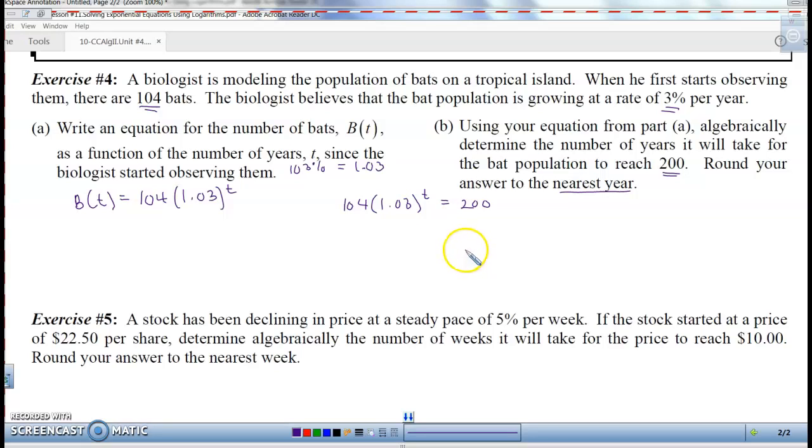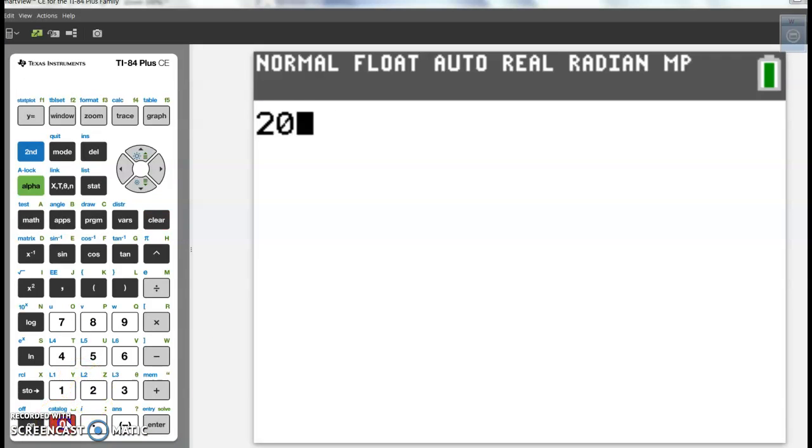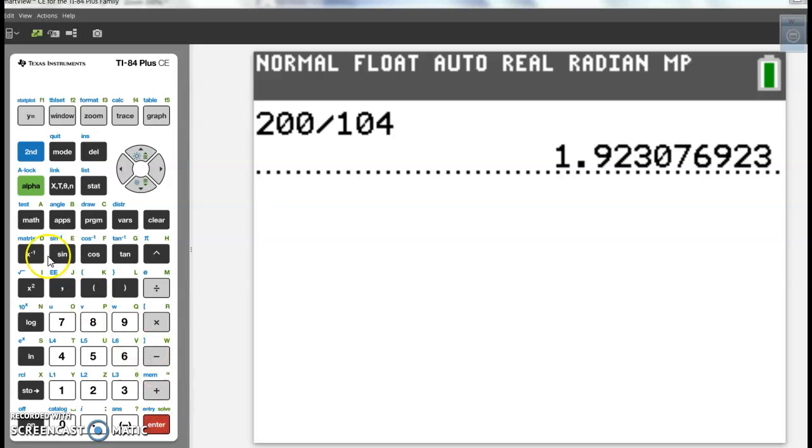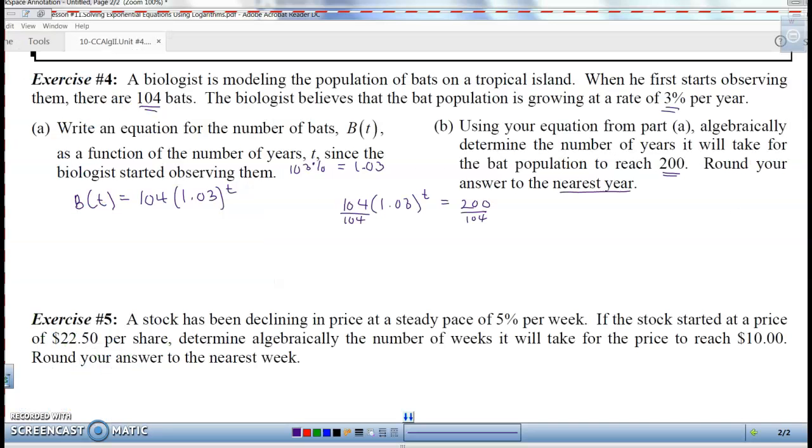All right, so our goal here, first of all, is to get the exponent by itself. So we have to move this 104. We divide by 104 here, divide by 104 here. Now if I go to my calculator, 200 divided by 104 is 1.9-something. I'm not going to use that, so I'm going to hit math, enter, enter, and make it a fraction: 25 over 13. So going back here, 1.03 raised to the T is equal to 25 over 13. You can actually just leave it as 200 over 104 if you want to.